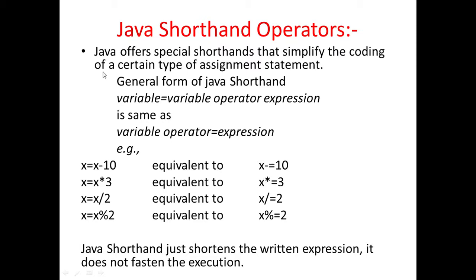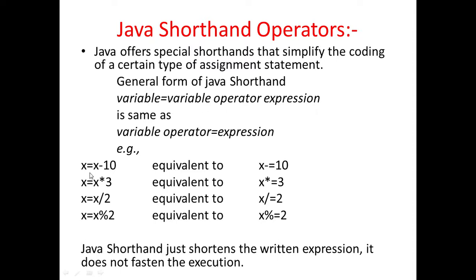So Java offers special shorthands that simplify the coding, means make the coding small, that simplify the coding of a certain type of assignment statement. So it is actually making the coding small. The general form of Java shorthand is like this: first variable, then equal to sign, then variable, then operator, then expression. We usually write like this.